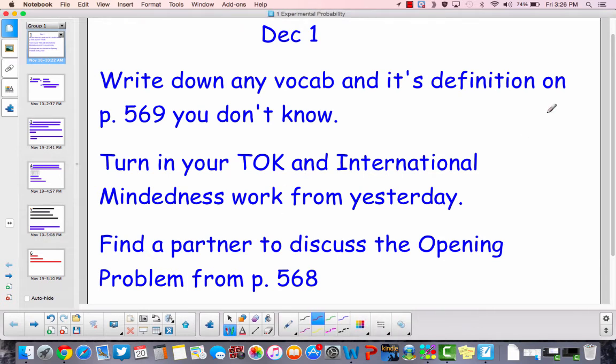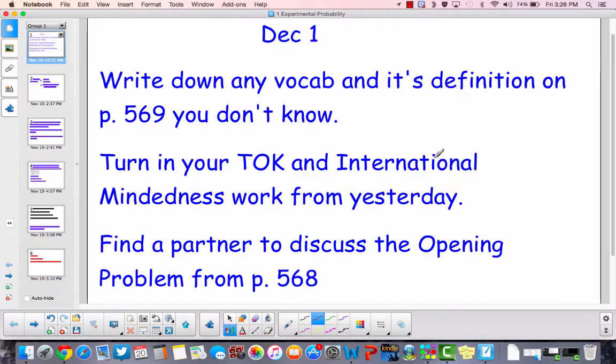Okay, today we're going to start our unit on probability. Most of this is probably going to be review, but we're still going to take a little bit of time on it. Would you turn to page 569 in your book and write down any vocab and its definition that you don't know on that page?